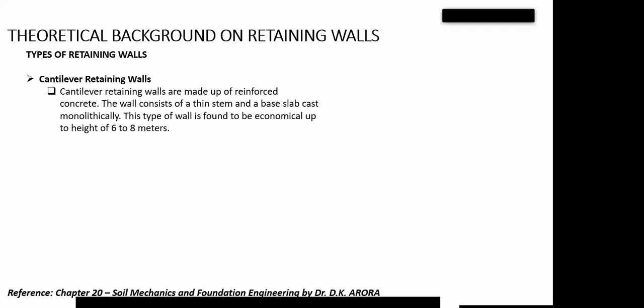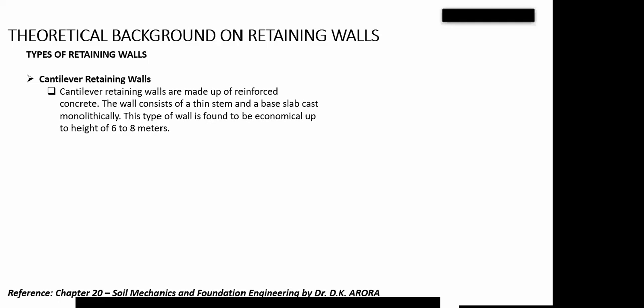Now, moving on, this is the most important aspect. This is what we are designing in this class: the cantilever retaining wall. It's often the most common type. This is basically made of reinforced concrete. There's nothing like your reinforcement is small. Now, this consists of a thin stem and a base slab cast monolithically. Now, I'm not using big English; this is the way it is used in our notes.